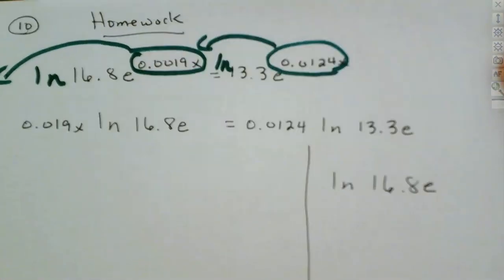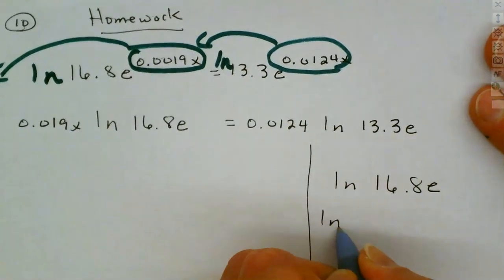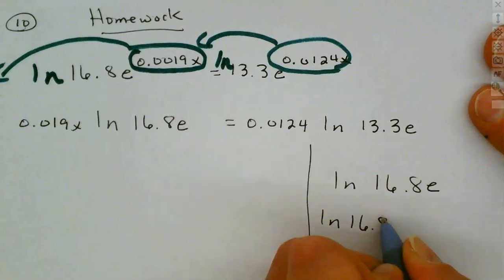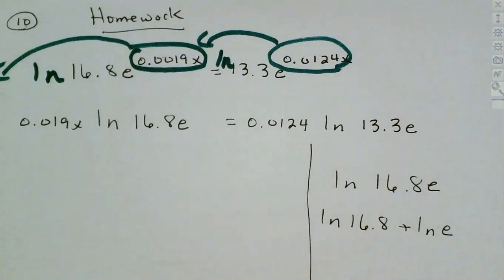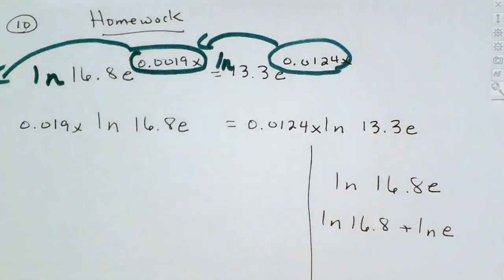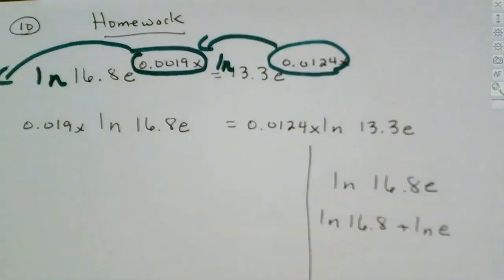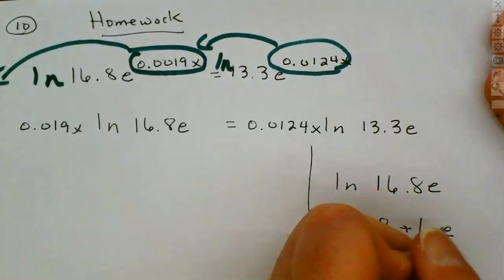So I'm going to break this down into the natural log of 16.8 plus the natural log of e. Okay. And am I missing an x somewhere? Oh, yep, I am. Sorry about that. I would have caught it later on, but we're going to do that now. What about natural log of e? Natural log of e is 1. So this becomes 1.